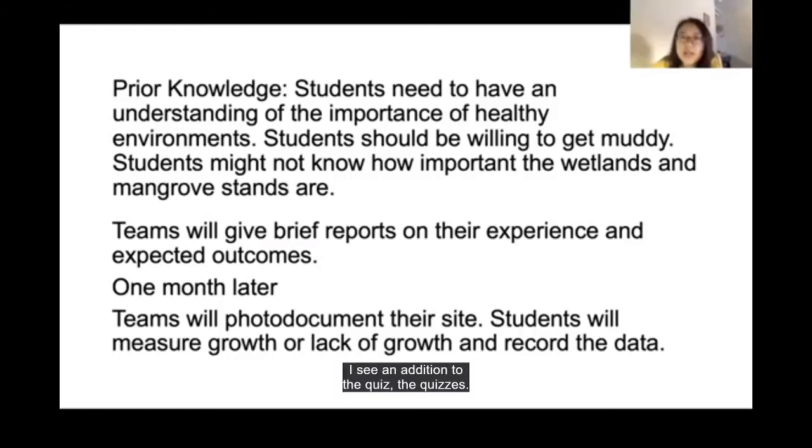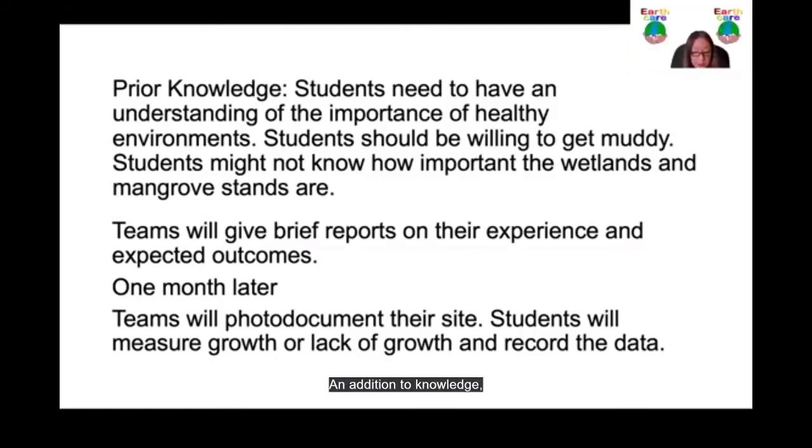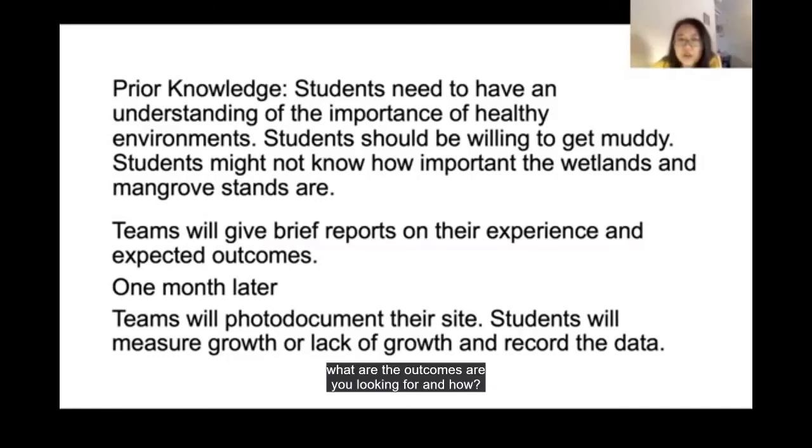I see. And in addition to the quiz, are you trying to measure knowledge? In addition to knowledge, what other outcomes are you looking for and how?